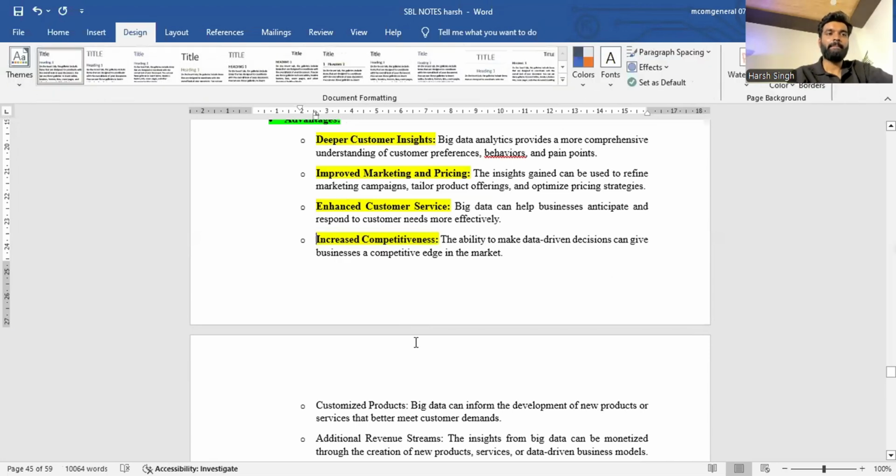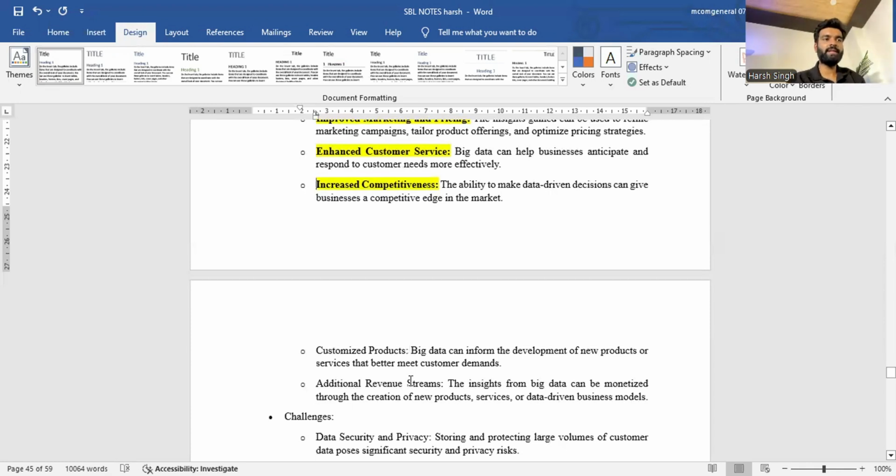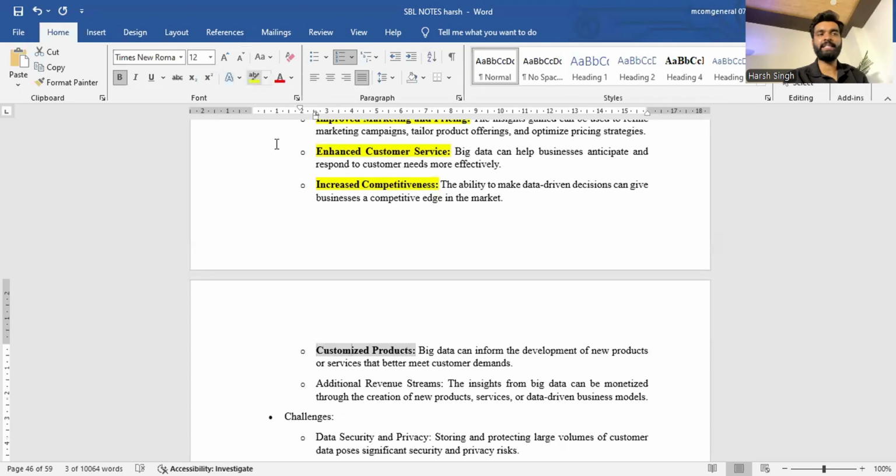Customized product. Big data can inform the development of new products or services that better meet customer demands. So definitely we can go with customized products. If you check out the Nike website, they provide customized shoes as well. You can customize your shoes, you can get your name written on them, and they will deliver it to you.